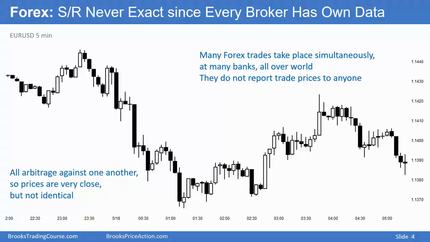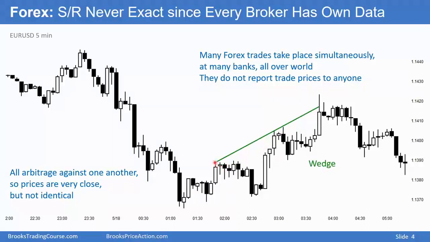Because the major institutions are aware of the differences among the different Forex brokers and Forex banks, they are able to arbitrage and keep the prices close to one another. If one price is a little high, they'll sell at the broker or the bank that's high and buy at the bank or broker that's low, keeping prices close to one another, but not identical.